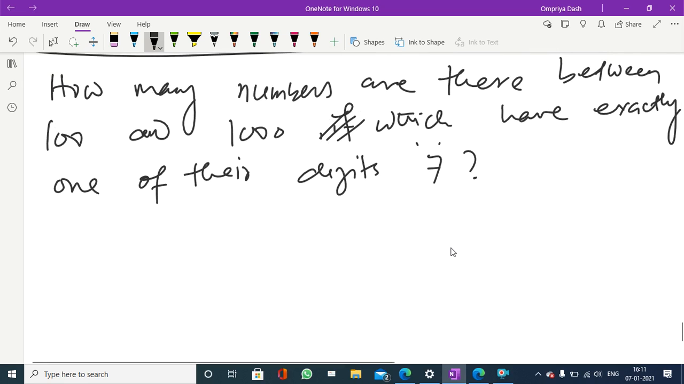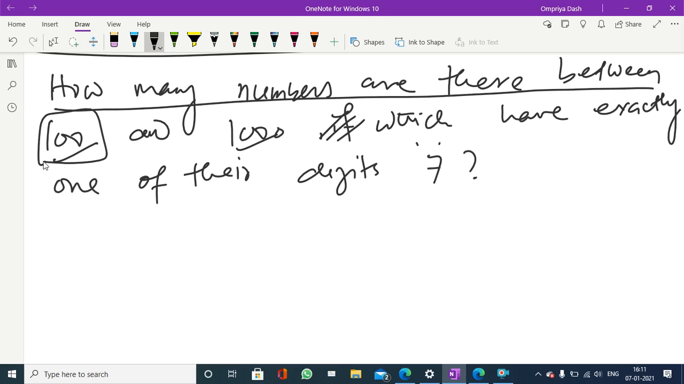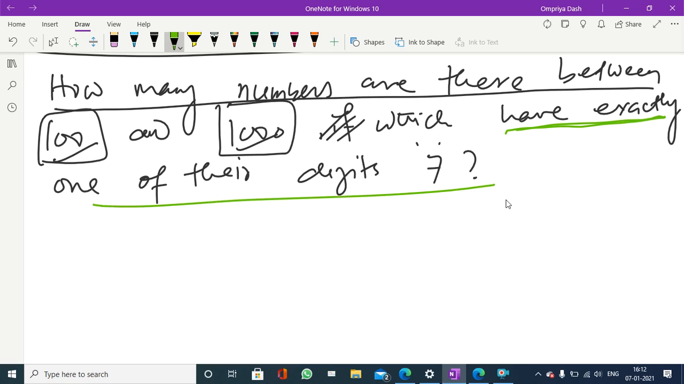First of all, here you have to understand the task, then only you can solve the question. What is the task here? How many numbers are there? So we have to create a 3-digit number which can have a 7 at hundreds place, tens place, or ones place. We know that between 100 and 1000 all the numbers are 3-digit numbers, right? So basically it is asking how many 3-digit numbers you can form, but there is a condition: those numbers must have exactly one of their digits as 7. Whatever number you form, 7 should be exactly one of their digits.